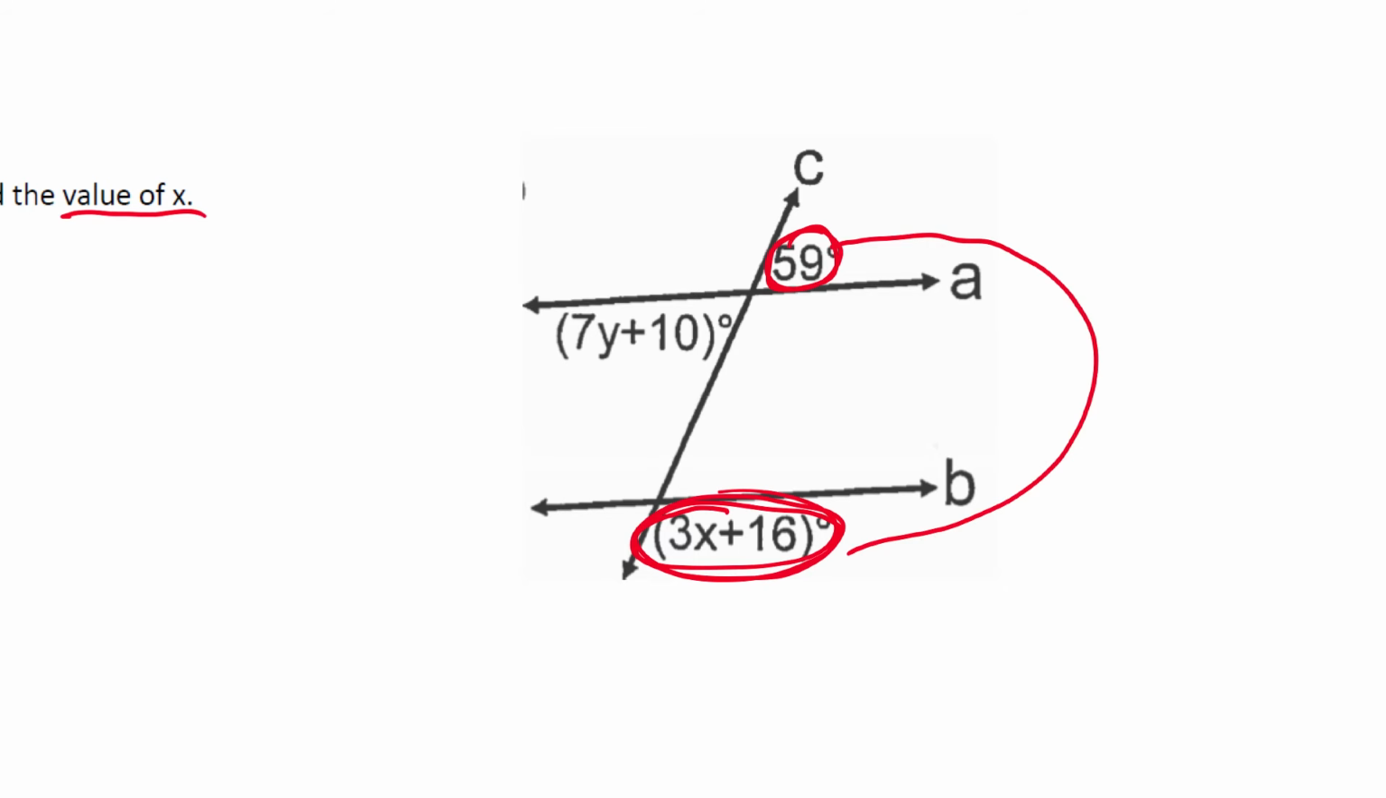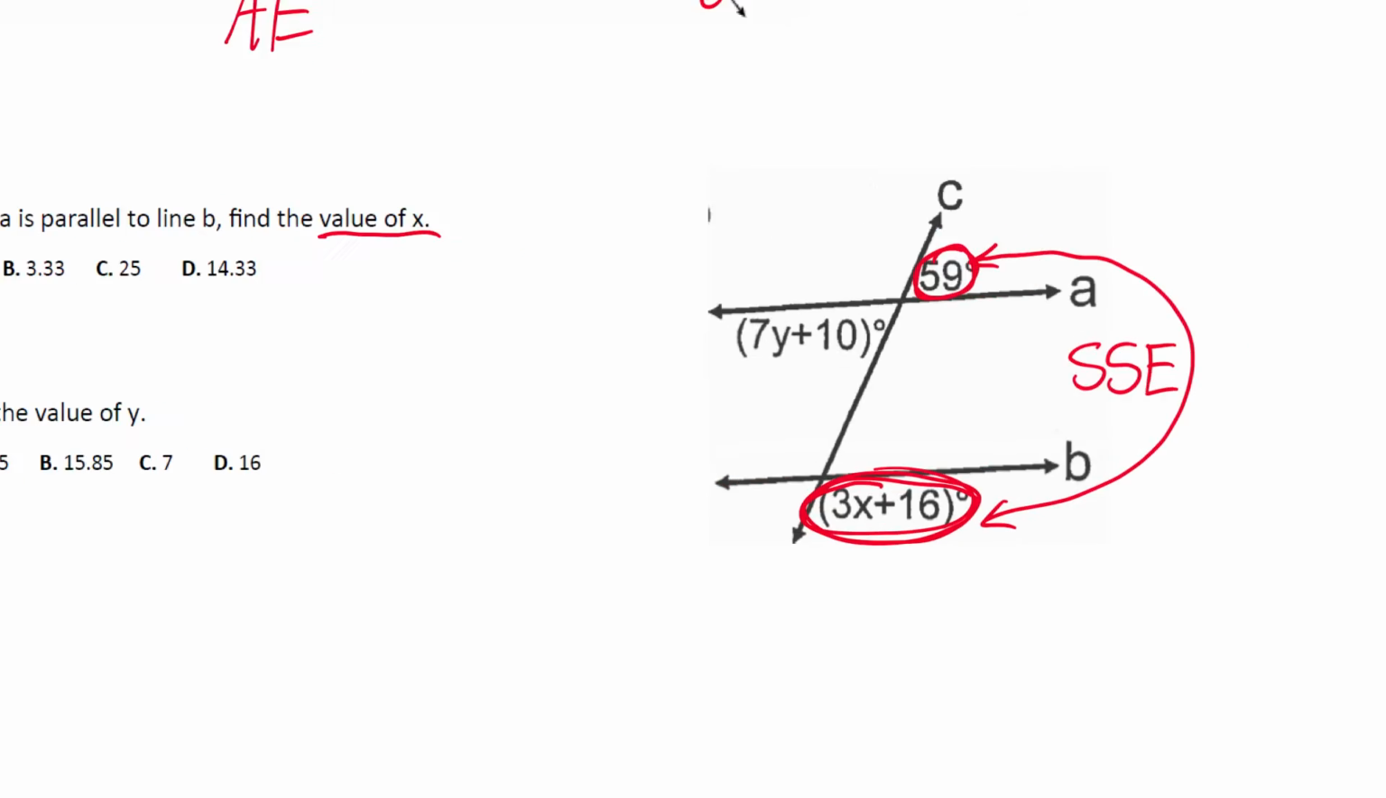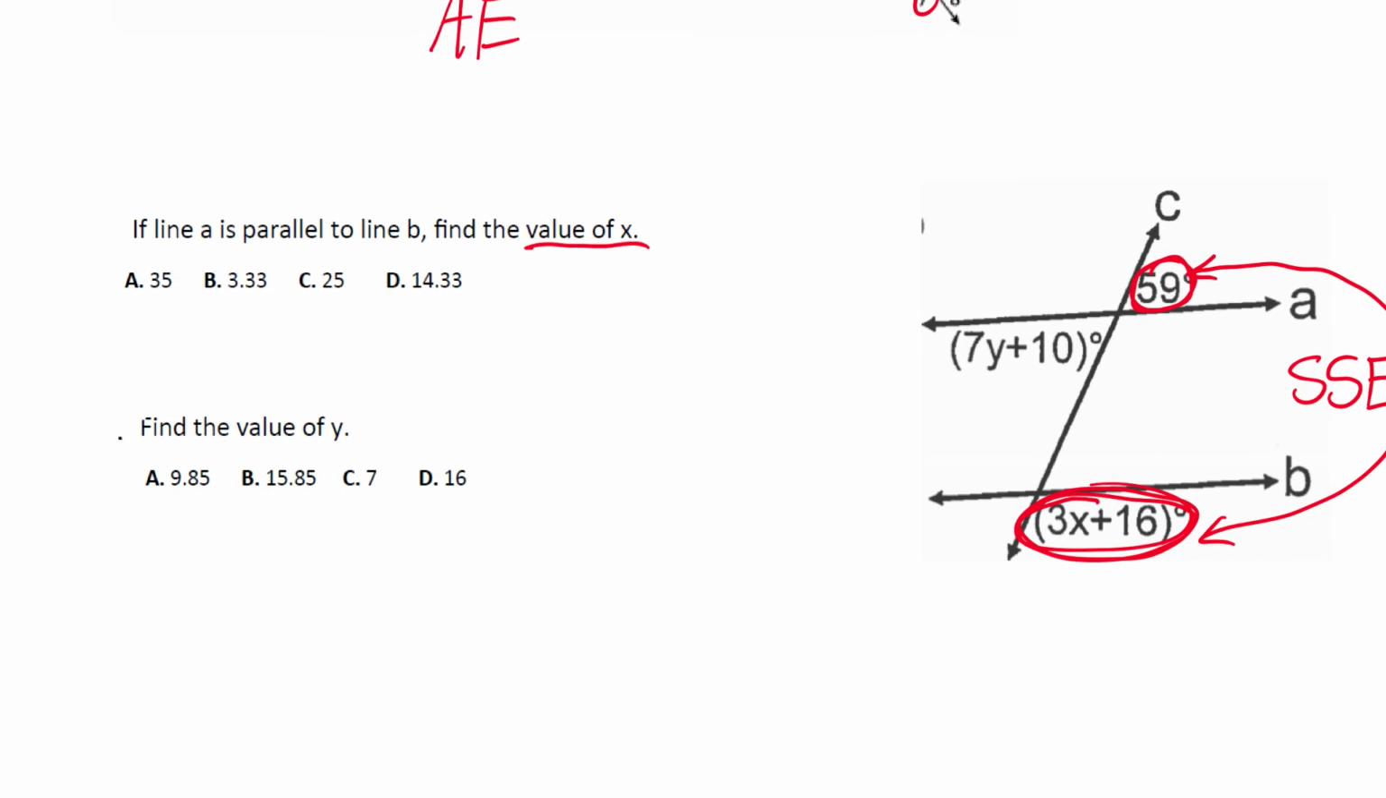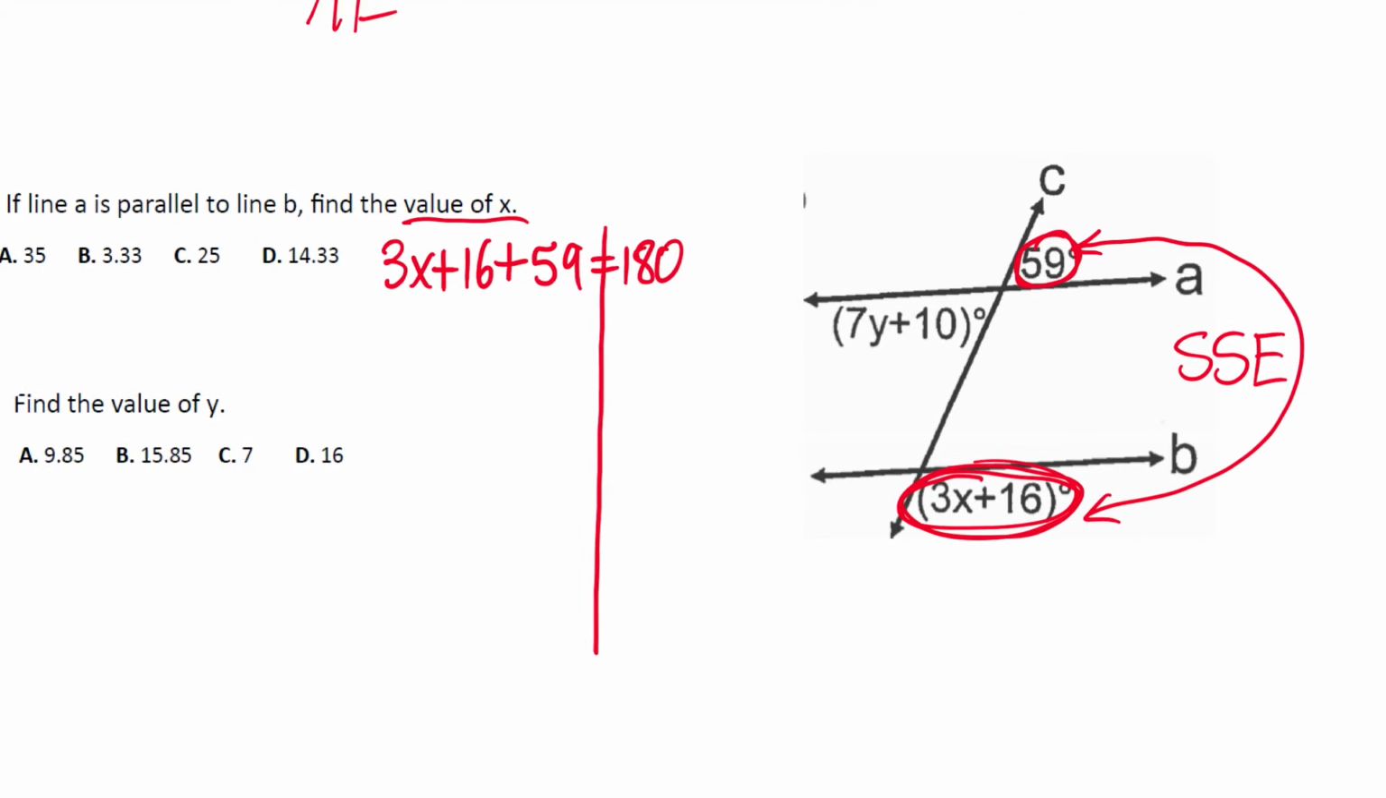So the 59-degree angle and the one with x in it right here, what are these? Well, what type are they? Same side exterior. Same side exterior. Right? So on this one, I'm going to go 3x plus 16 plus 59 equals 180. Is this one something we put in our graph? You don't have to do that with this one.